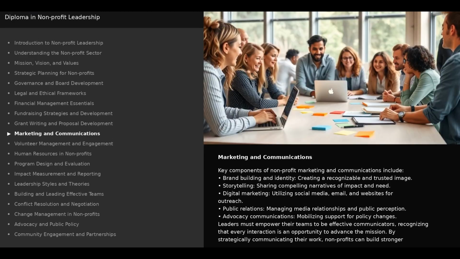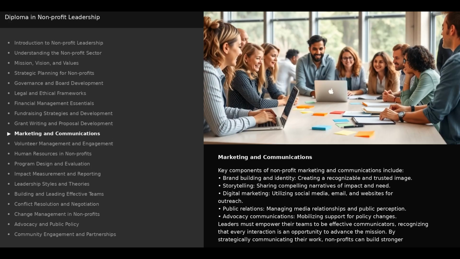Key components of nonprofit marketing and communications include brand building and identity, creating a recognizable and trusted image; storytelling, sharing compelling narratives of impact and need; digital marketing, utilizing social media, email, and websites for outreach; public relations, managing media relationships and public perception; advocacy communications, mobilizing support for policy changes.